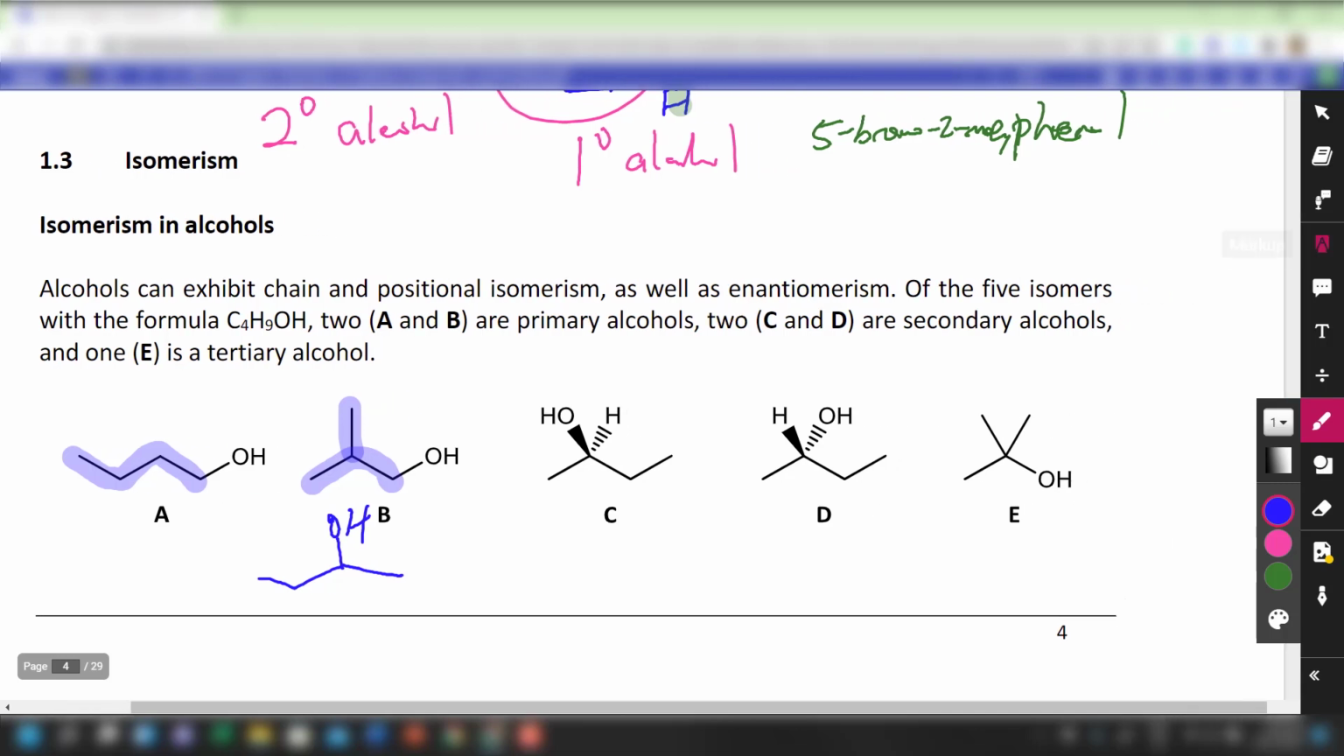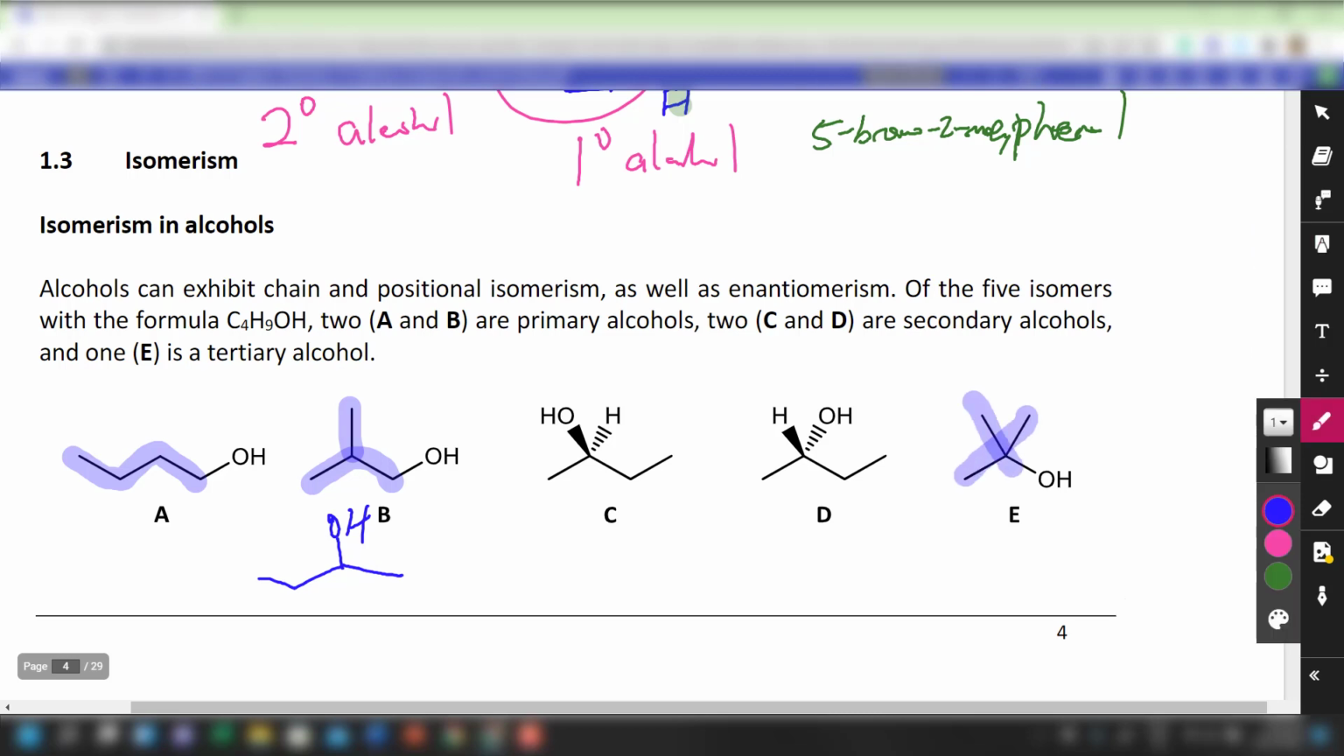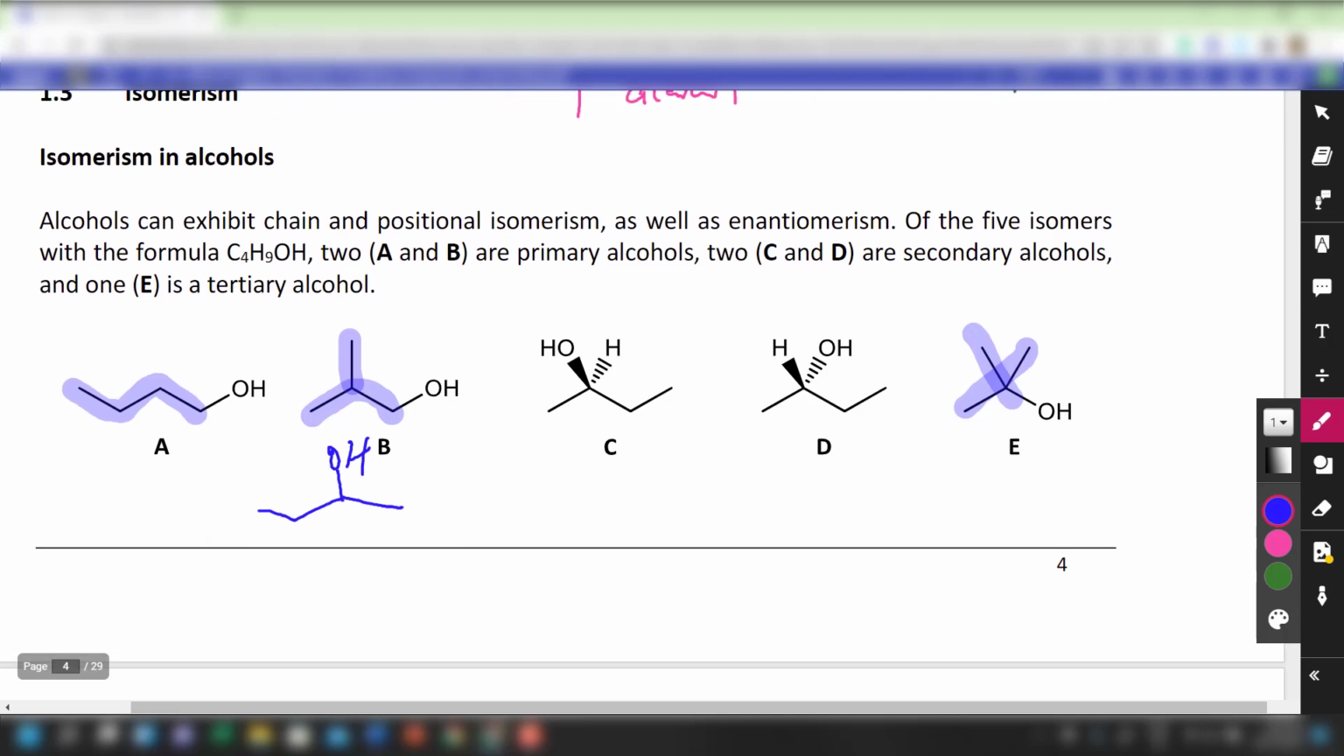Then of course I can branch further to something like this. In this case A, B, and E exhibit chain isomerism. Then C and D are examples of an enantiomeric pair. Of course, when it's drawn in this particular manner, it might be a little bit difficult for you to realize that they are an enantiomeric pair.